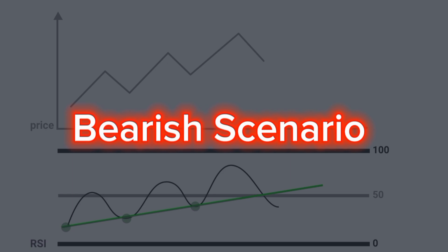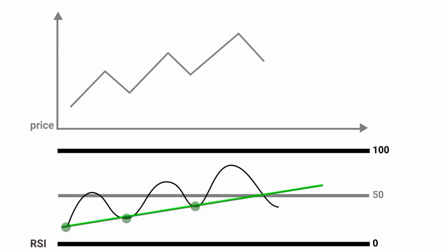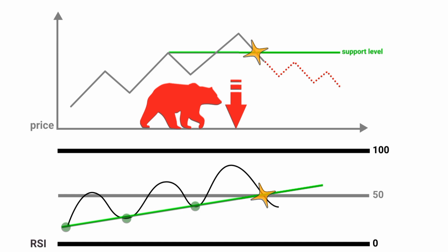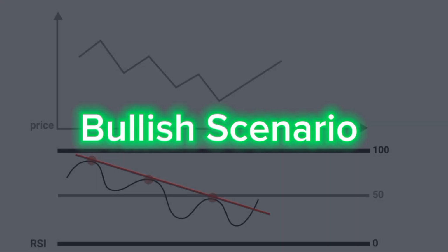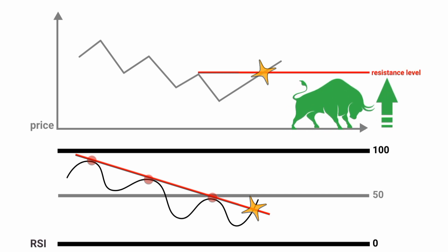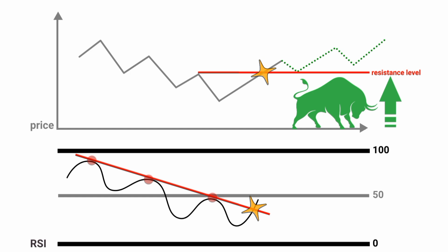Bearish scenario. If the RSI breaks below its support trendline and the price also falls below a significant support level, it confirms growing bearish momentum, signaling a strong sell opportunity. Bullish scenario. If the RSI breaks above its resistance trendline, and the price also breaks above a key resistance level, it confirms increasing bullish momentum, signaling a strong buy opportunity.